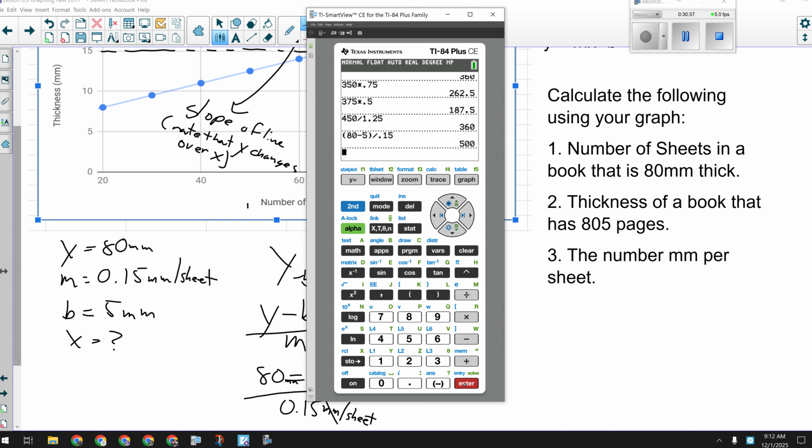So according to this graph, a book that's 80 millimeters thick has 500 pages. Okay?